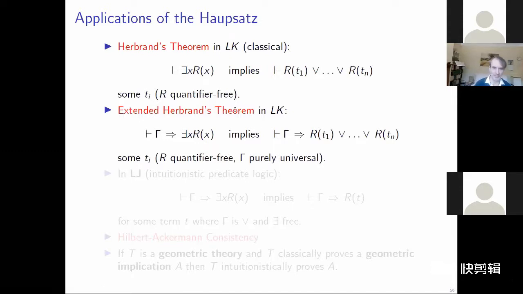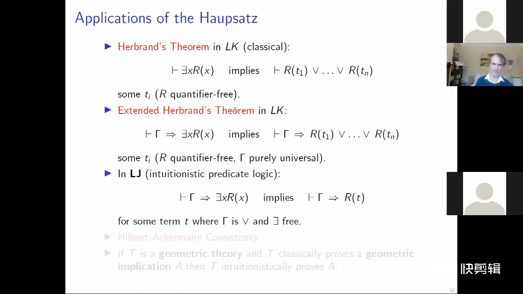so no existential quantifiers. And you can also deduce what's called the existence property for intuitionistic predicate logic. If you can prove an existential statement, and here there's no restriction on the R whatsoever, then there is a witness for this. Then you can find a term t so that R(t) is deducible. And then there are some requirements on gamma, of course.